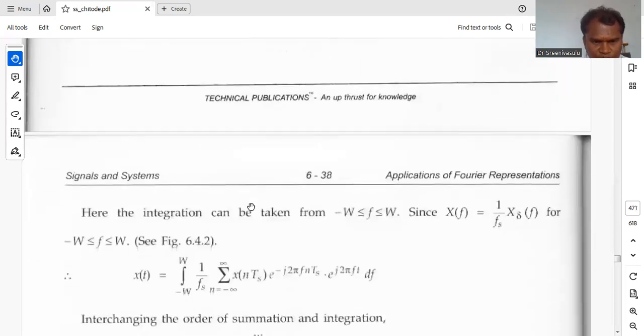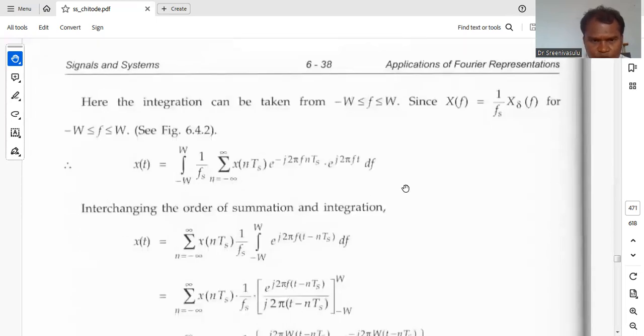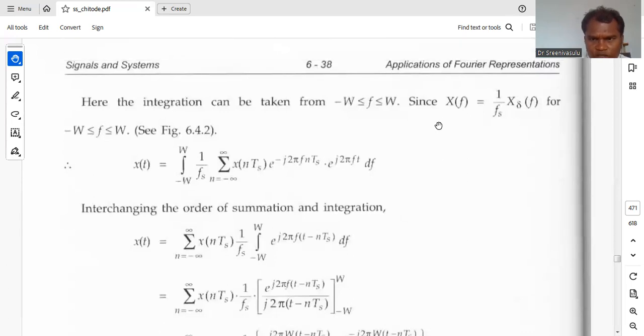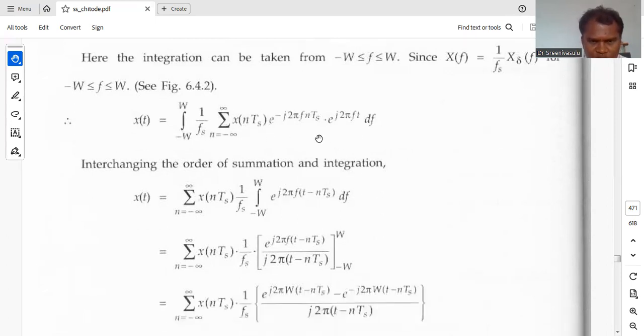So, that is what we are copying. Now, after substituting this formula, the relation between x of f and x delta of f is in the interval from minus W to plus W. So, instead of considering the interval from minus infinity to plus infinity, we are considering the interval from minus W to plus W.